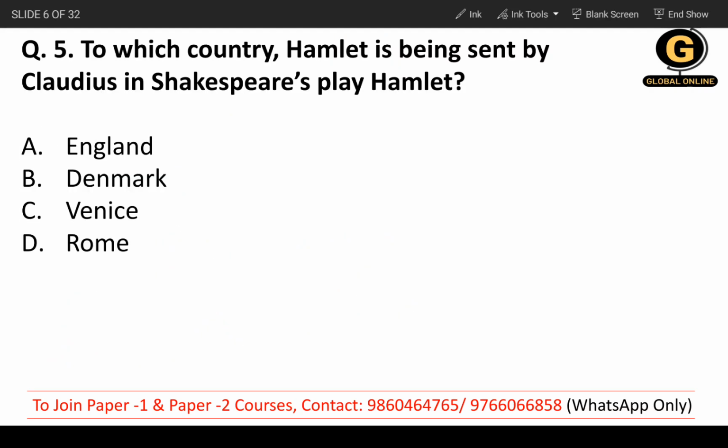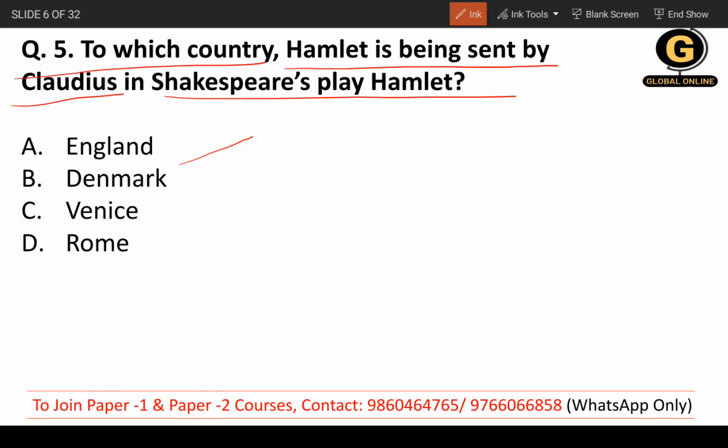Moving on to the next one. To which country is Hamlet being sent by Claudius in Shakespeare's play Hamlet? Everyone knows Hamlet is a play written by Shakespeare, and there is a character Claudius, and Hamlet is being sent by Claudius somewhere, and you need to answer to which country he is sent. Okay, you need to answer whether it's England or Denmark or Venice or Rome.